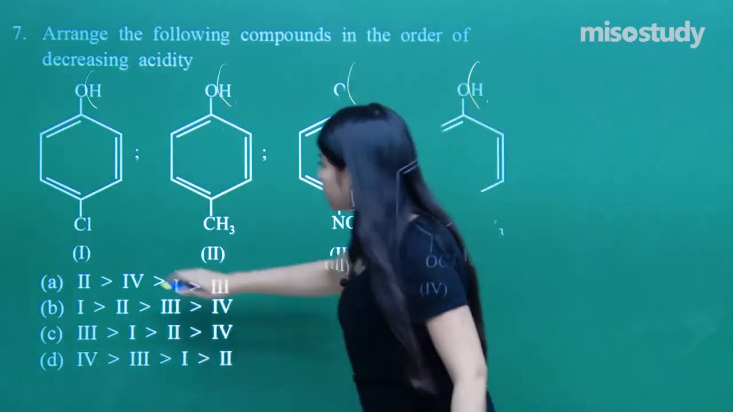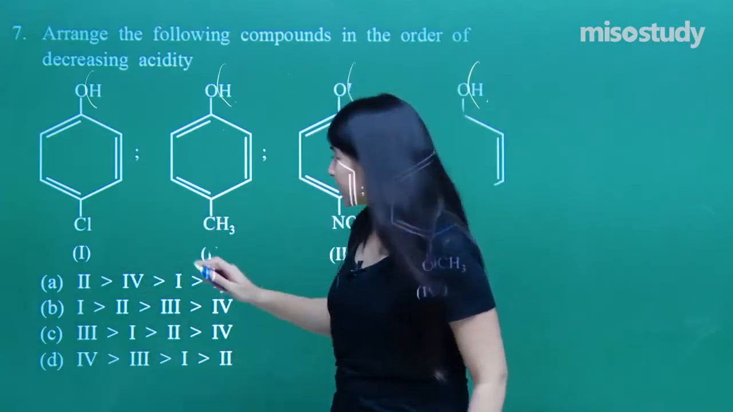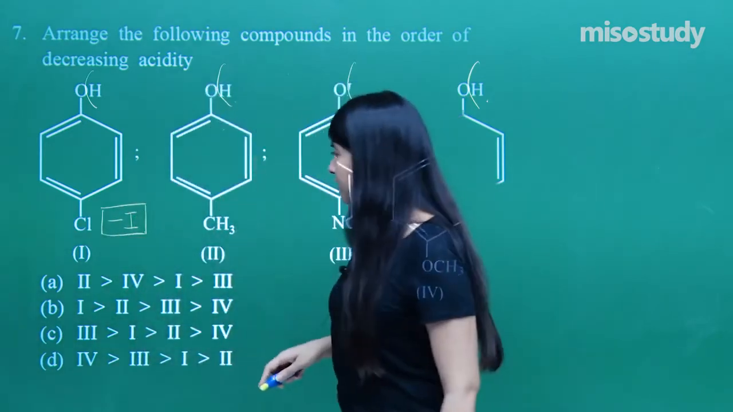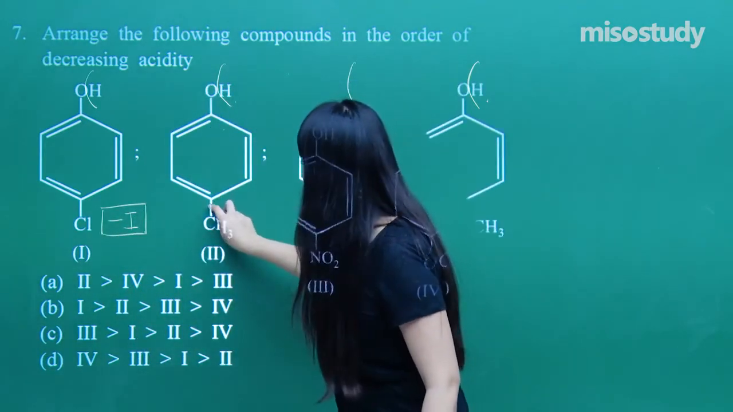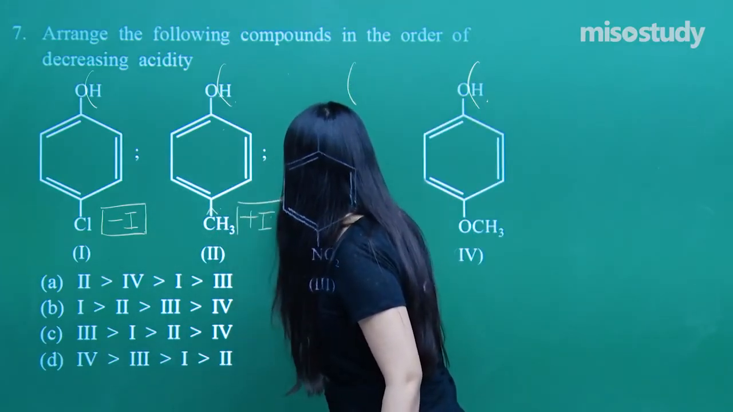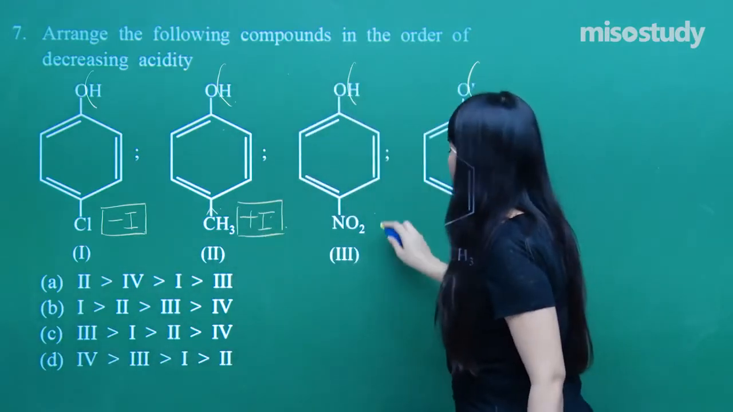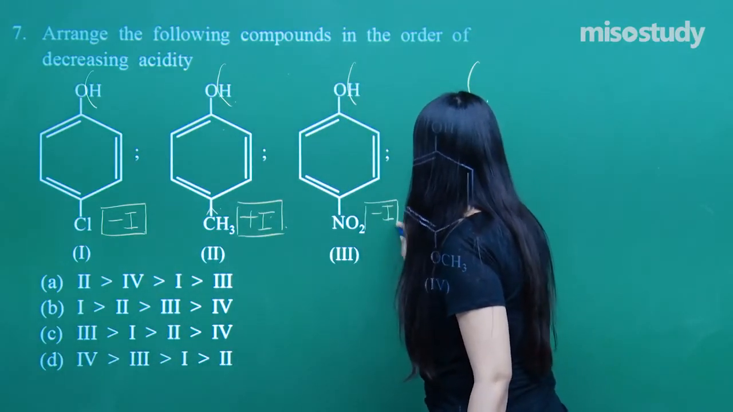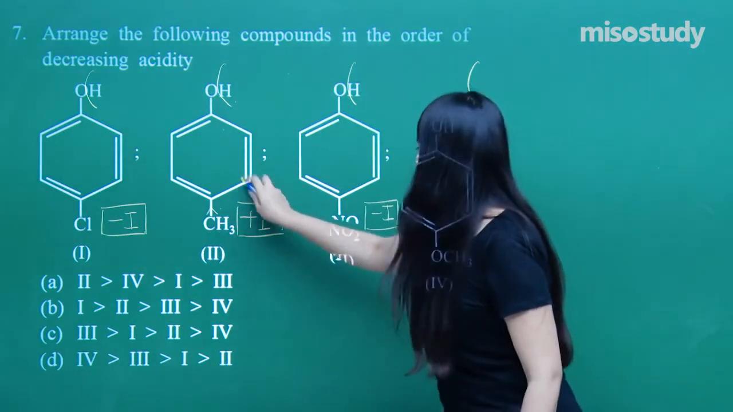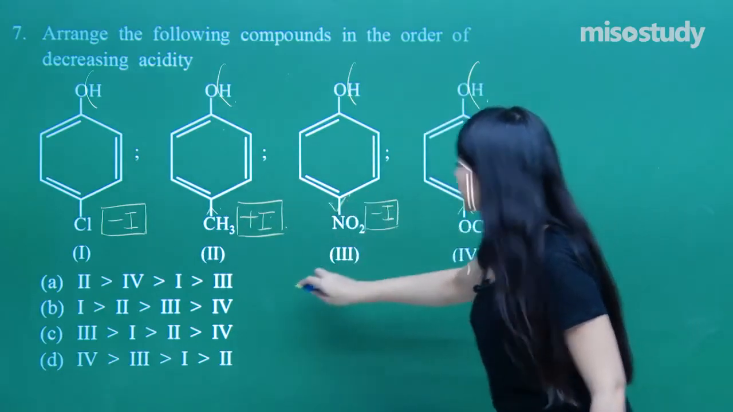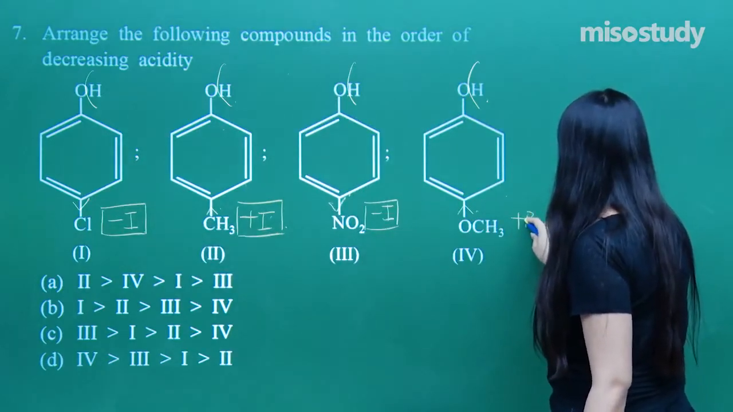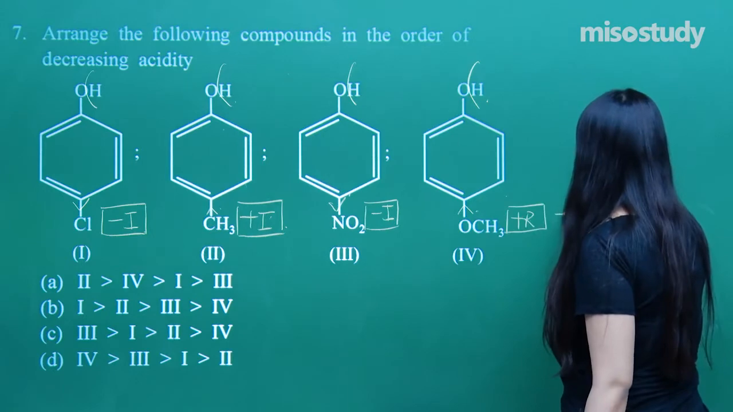So here I have first of all the chlorine. It is showing the minus I effect, withdrawing. This very group is showing what? Plus I effect, as well as the hyperconjugation. This very group again shows minus I effect, and over here again the plus I effect. So these two are showing the plus I effect, whereas these ones are showing the minus I effect. Also this group is showing plus R along with slight plus I.